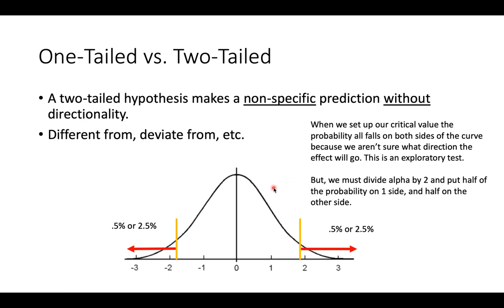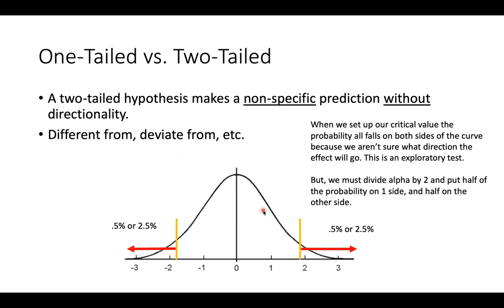If our alpha is 0.05, then we have to split that 5% and give half of it, 2.5%, to the right side of the curve, and half of it, 2.5%, to the left side of the curve. Or if our alpha was 0.01, we would split the 1% and give 0.5% on the right side of the curve and 0.5% on the left side of the curve.